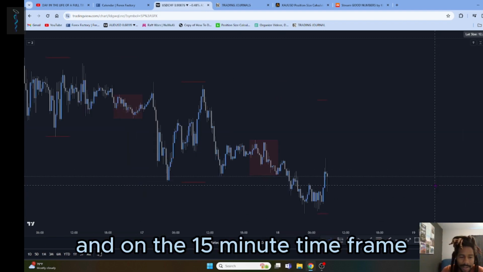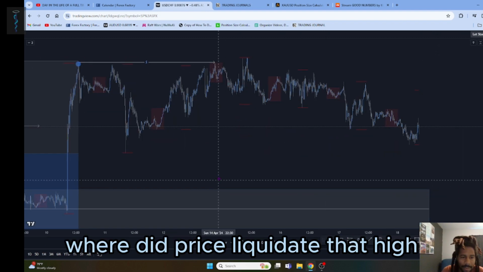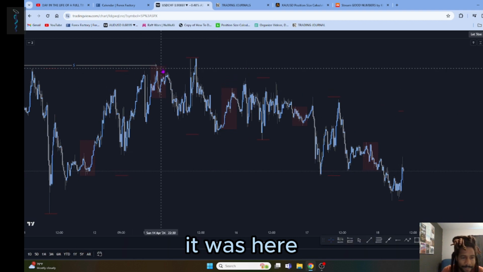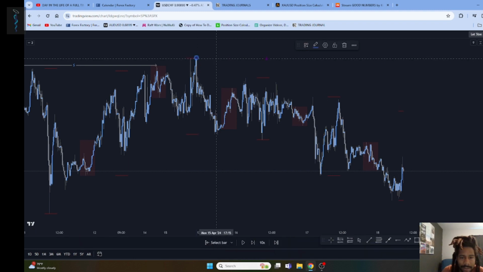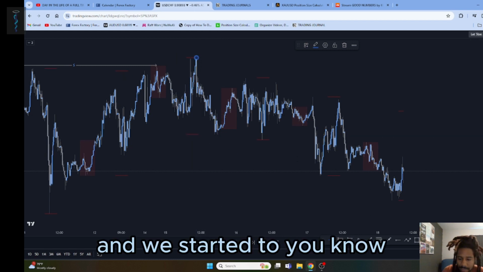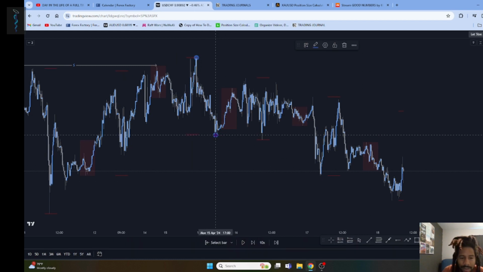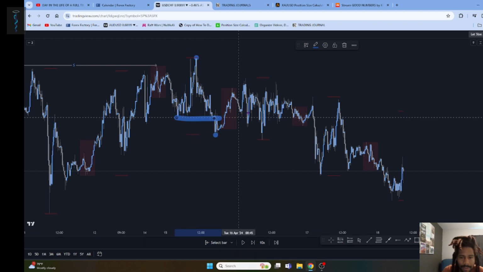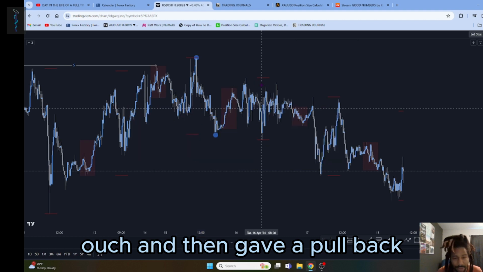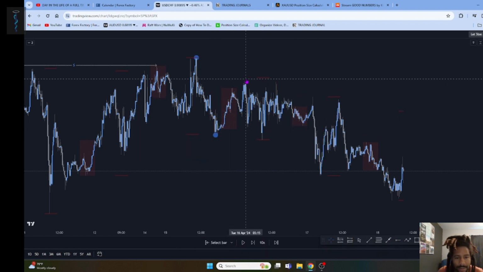And on the 15-minute time frame, all right, where did price liquidate that high? It was here. So this was the highest point in the market at the time. This was the high that liquidated, and we started to give us that bearish momentum. So this was the next range. We broke this low here. Ouch. And then gave a pullback. This was our high here.